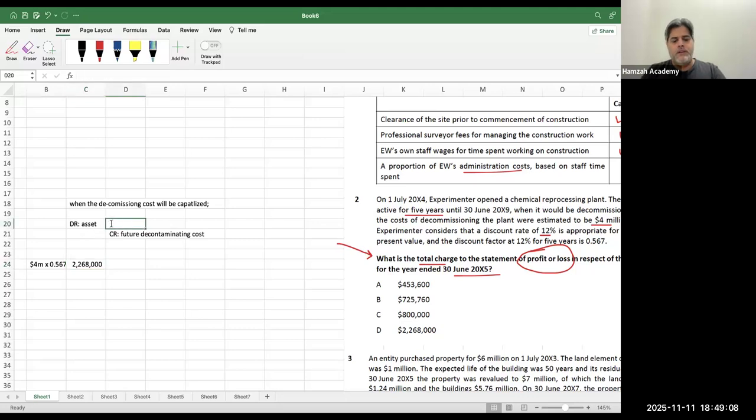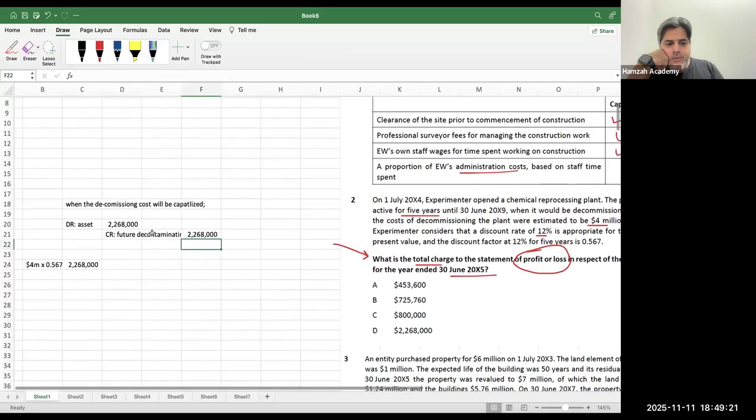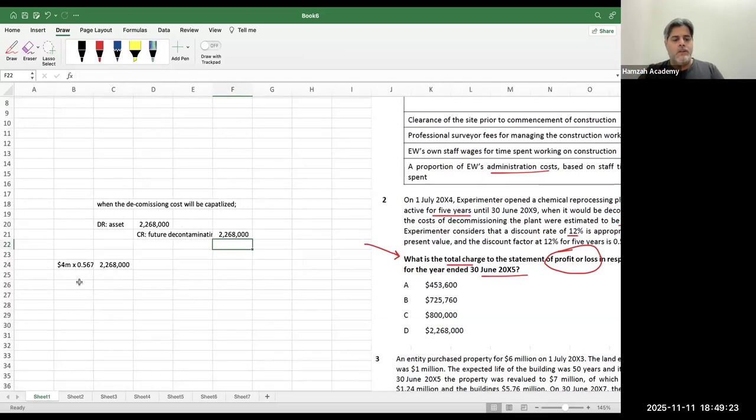So we are going to debit 2268123 and 2268123 over here, right? So this is one thing. On the asset half, this is the 5 years time, right? So cost number one is the depreciation of asset half in the income statement, and that is going to be 2268123 by 5. We get 453,600 over here.